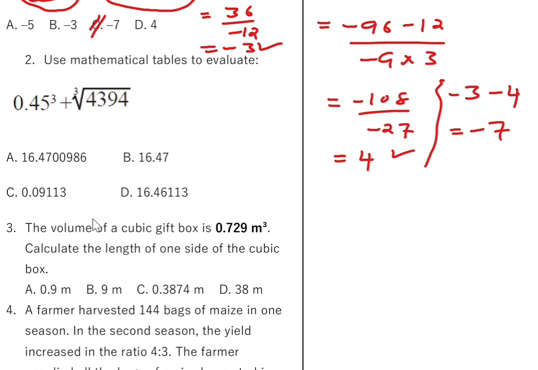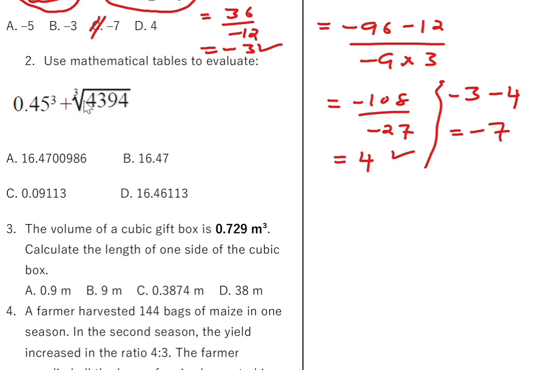Continue to number 2. Use mathematical tables to evaluate 0.45 cubed plus the cube root of 4394. The first step is to write this number in standard form. So 0.45, we take the decimal place one step to the right, and therefore it will be 4.5 times 10. Remember, if you move to the right, the sign is negative. So we put 1, then you put negative because we have moved one step to the right. And remember, it was cubed, so it will be 4.5 times 10 to the negative 1, all cubed.